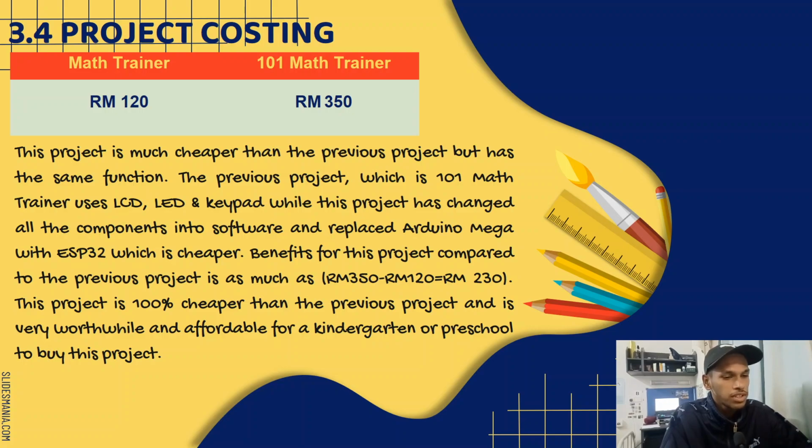For project costing, I compare with the previous project that is similar to my project. My project is cheaper than the previous project, as my project is only 120 ringgit and the previous project is 350 ringgit, so my project is much cheaper than the previous project.